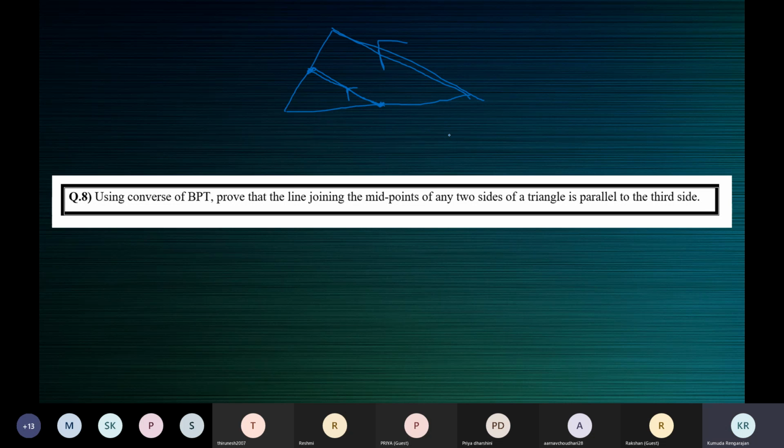When you know the midpoints of any two sides of the triangle, you have a triangle, three sides, any two sides, you know their midpoints. Now you join the midpoints using a line segment. That line segment will be parallel to the third side. Which is the third side? Not those two sides which have the midpoints, the other one. So the line segment joining the midpoints will be parallel to the third side.